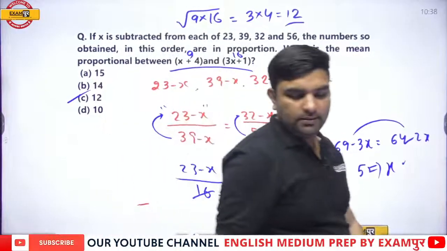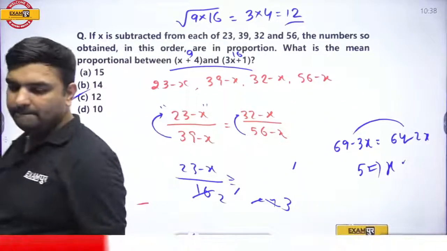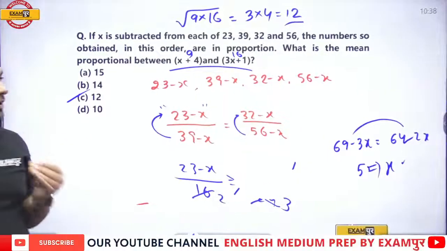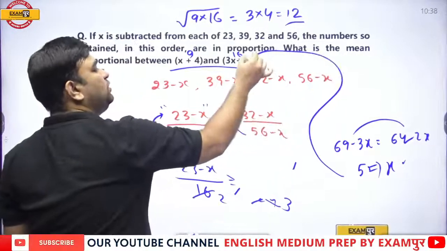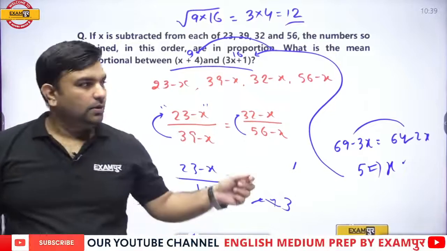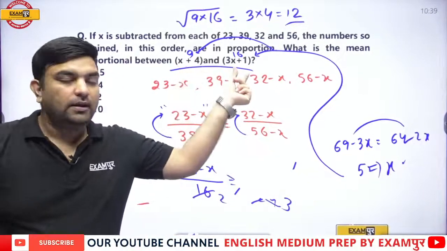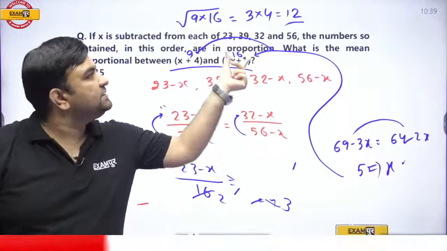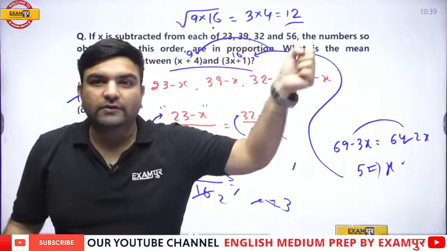Please do see it. On putting x is equal to 5, the numbers have become 9 and 16. And what is the mean proportion of 9 and 16? Under root 9 into 16, which is about 3 into 4, which is 12.